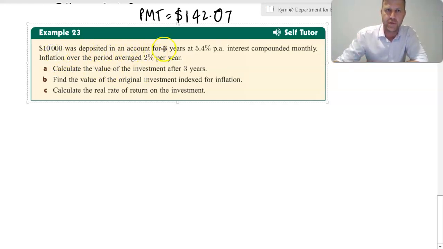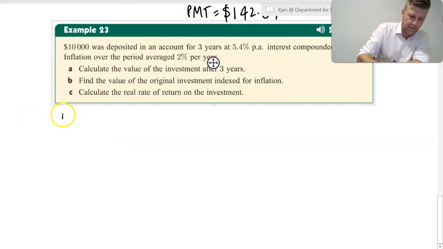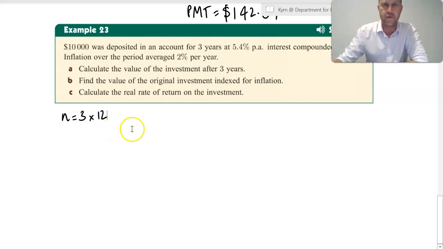$10,000 is deposited into an account for 3 years, 5.4% per annum, interest compounded monthly, inflation over the period averaged 2% per year. First question just asks us to calculate the value of the investment after 3 years. So there's no need to consider inflation in the first question here, but we do need to look at the number of compounding periods, which again is 3 years compounded monthly. So it will still be 3 times 12 or 36.